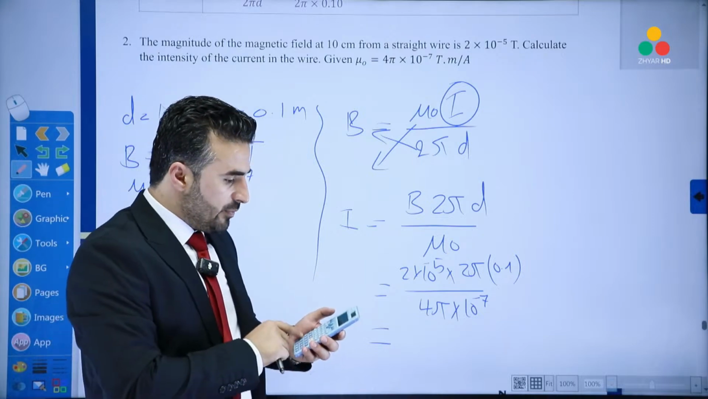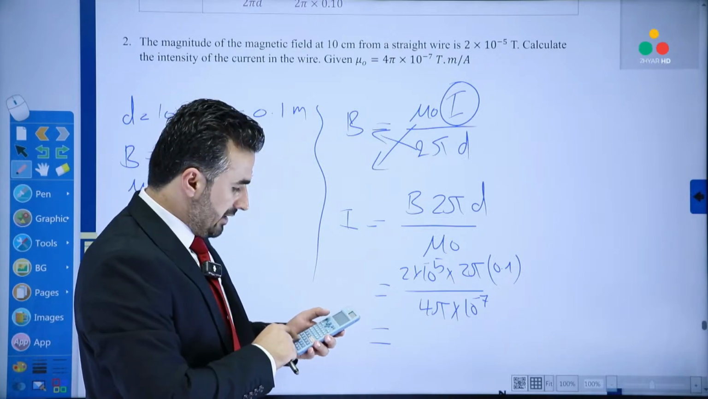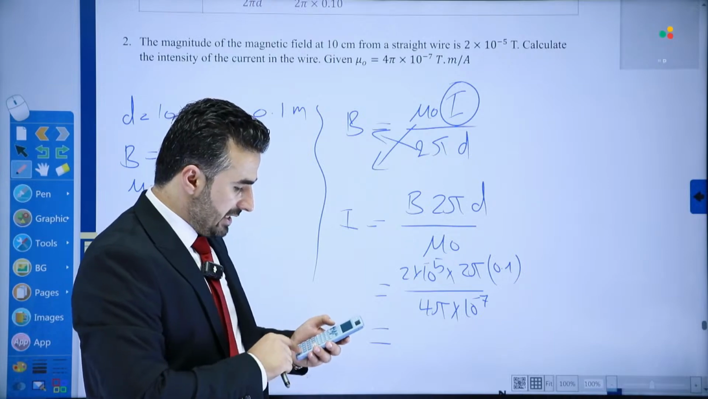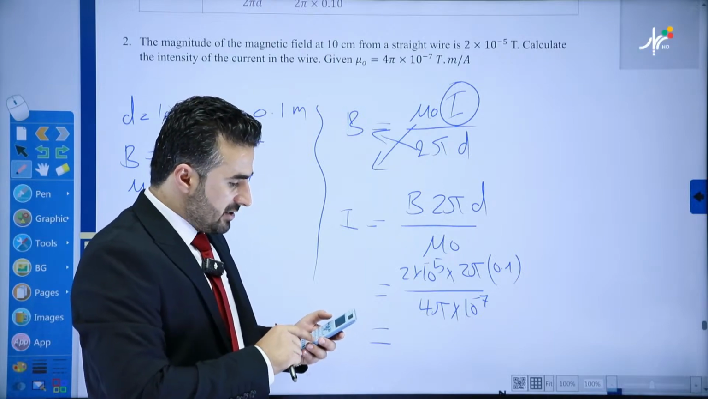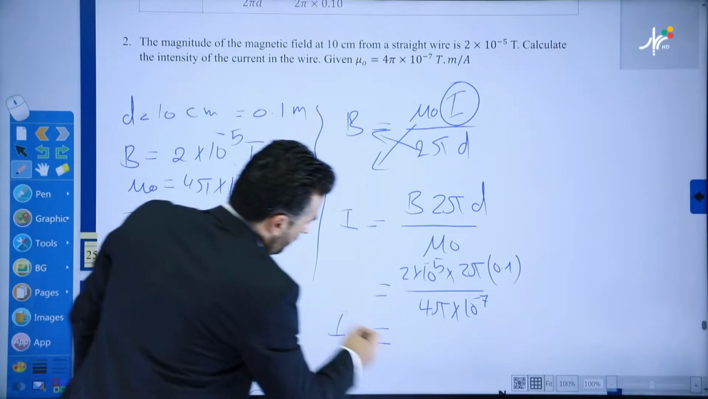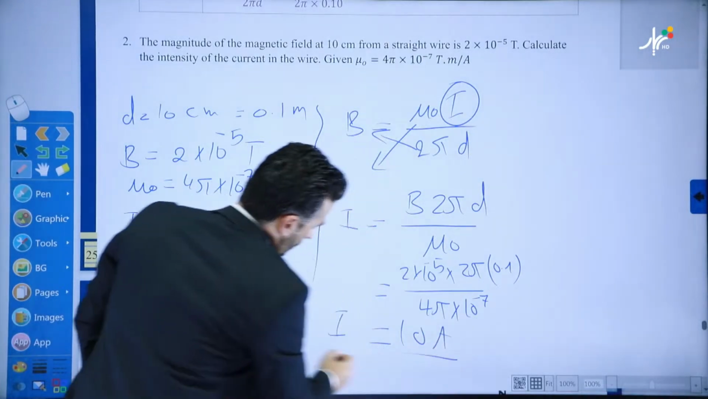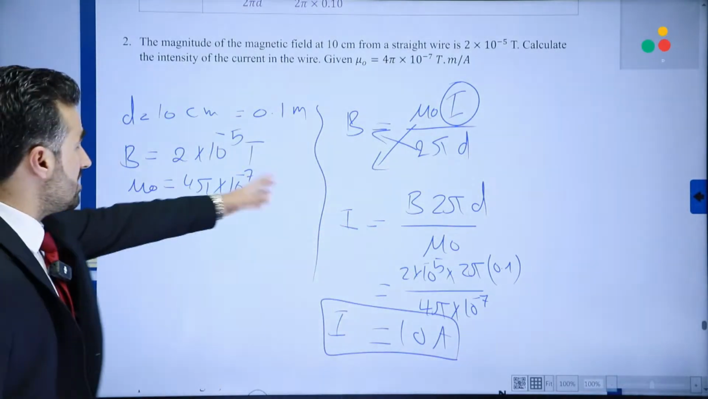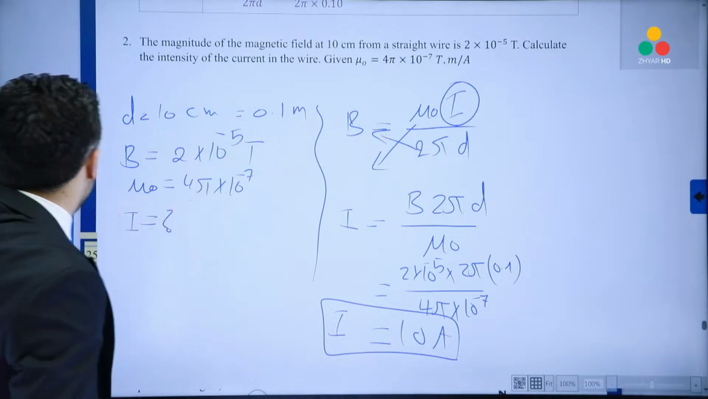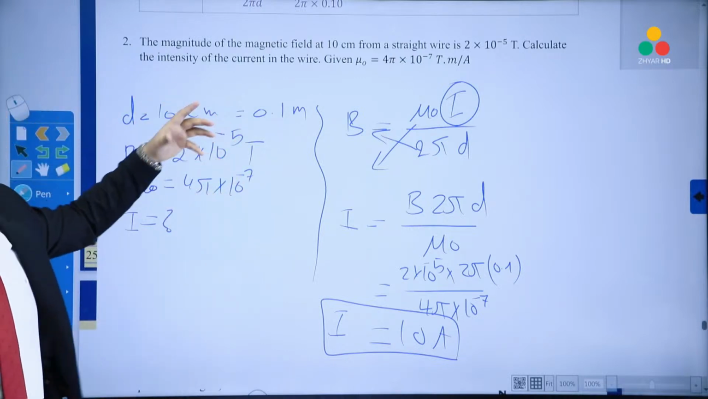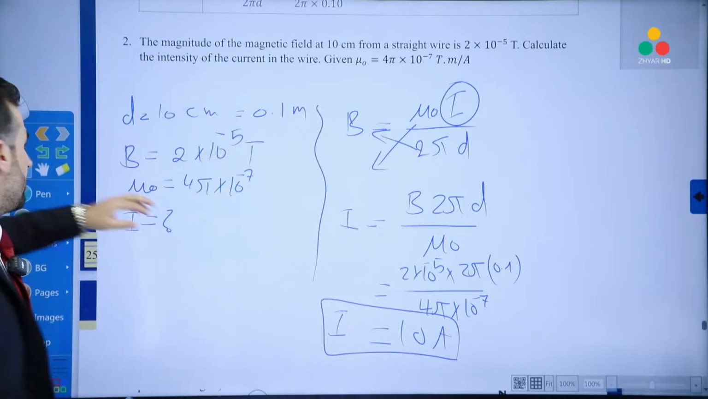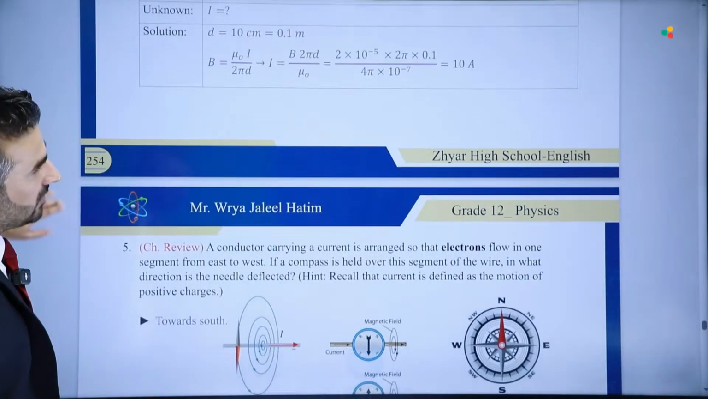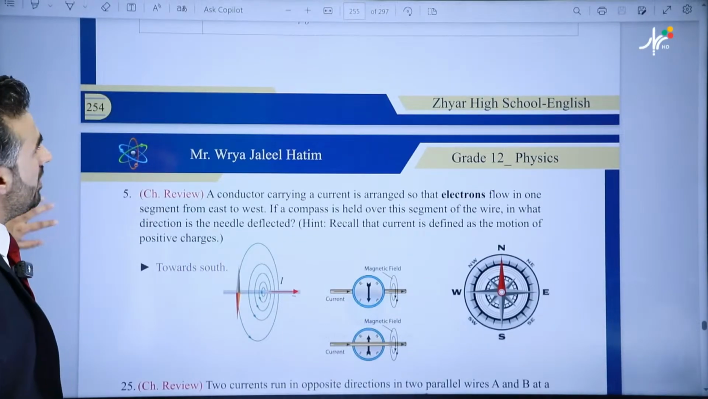That is basically 0.1, and then divided by 4 pi times 10 to the power -7, yes? So the answer to this question, of course, is going to be 10 ampere. Why 10 ampere? Because we have current, or we found current. So this is how you're going to find this. So basically in this question, you don't have to worry about the direction because they don't ask for that one.